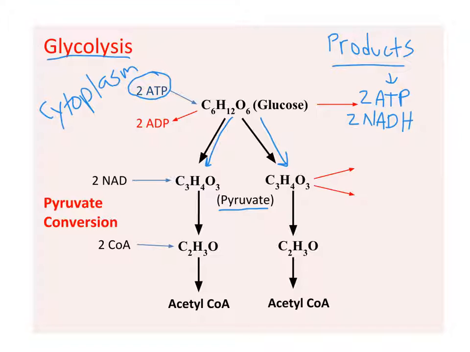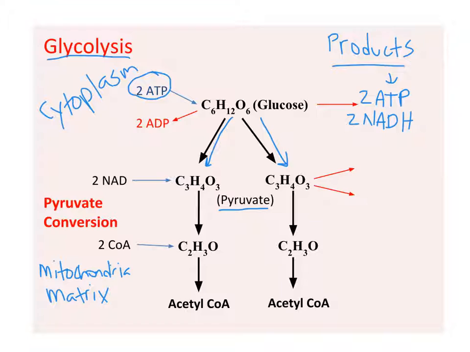Now the second step of respiration, called pyruvate conversion or pyruvate oxidation, occurs in the mitochondria matrix. Remember, that is just like the middle of the mitochondria. Remember, mitochondria, that's the powerhouse of the cell. That's what makes most of the ATP.